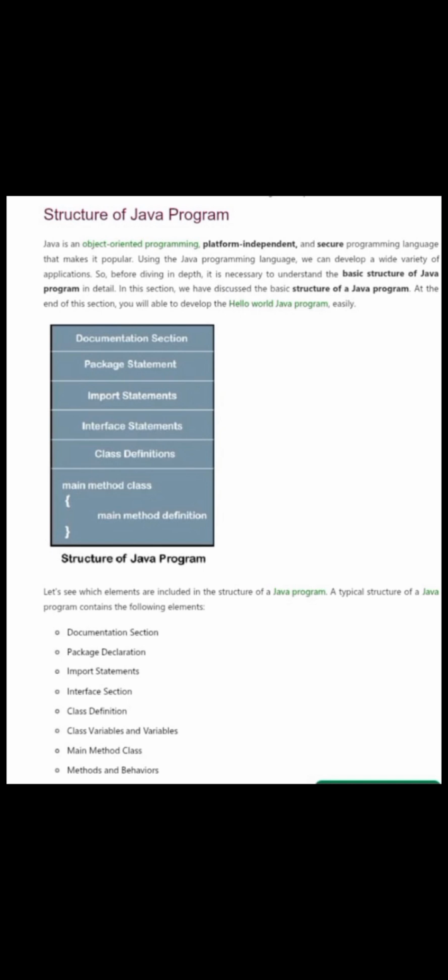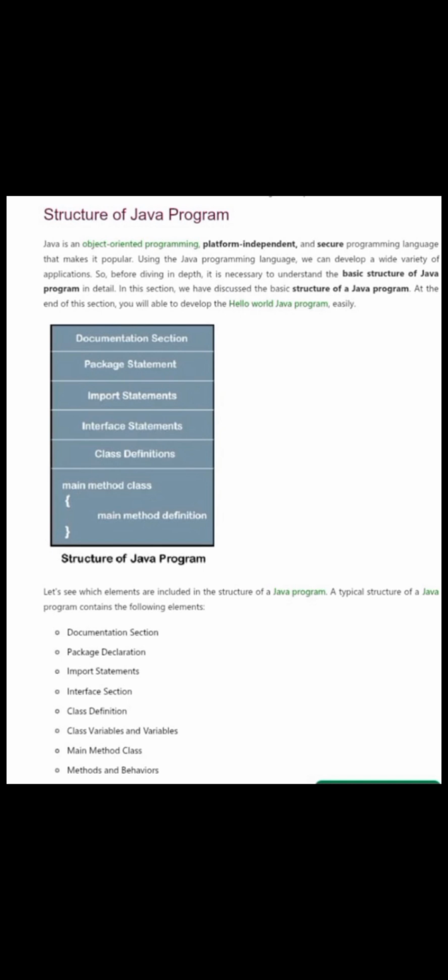So, before diving in depth, it is necessary to understand the basic structure of a Java program in detail. In this section, we discuss the basic structure of a Java program. At the end of this section, you will be able to develop the Hello Java program easily. Let us see which elements are included in the structure of a Java program. A typical structure of a Java program contains the following elements.